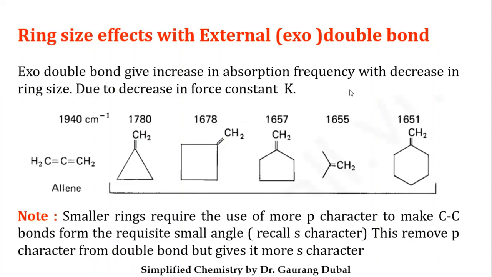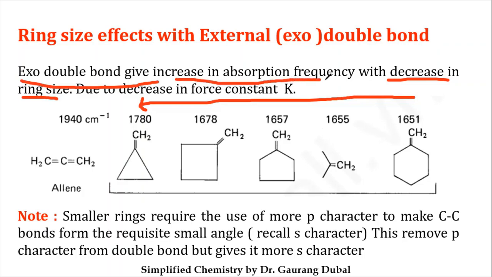Now, the ring size effect with external, means exo, outside the ring double bonds. Exo means outside. The exo double bond gives an increase in the absorption frequency with decrease in the ring size. Means if you are going from right to left in this figure, the ring size decreases, but the frequency will increase. In exo double bond, there is an increase in the absorption frequency with decrease in the ring size due to an increase in the force constant.